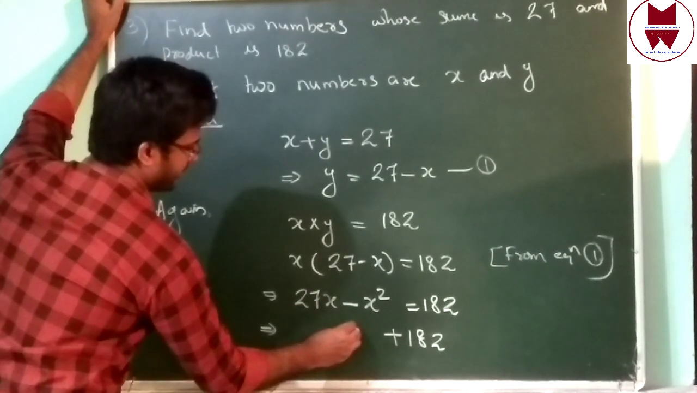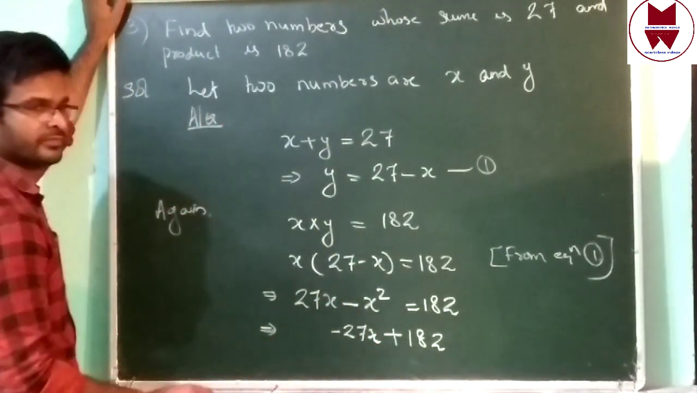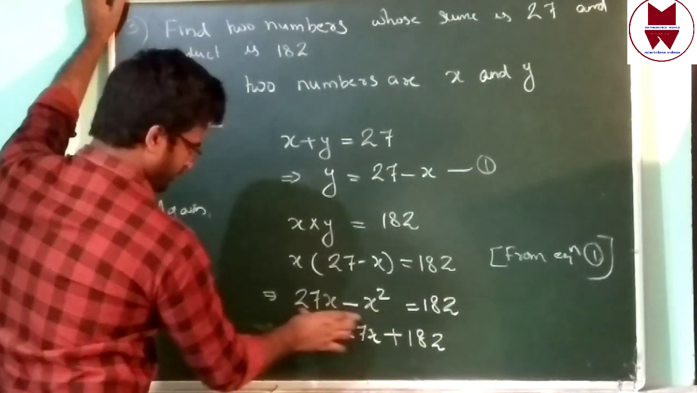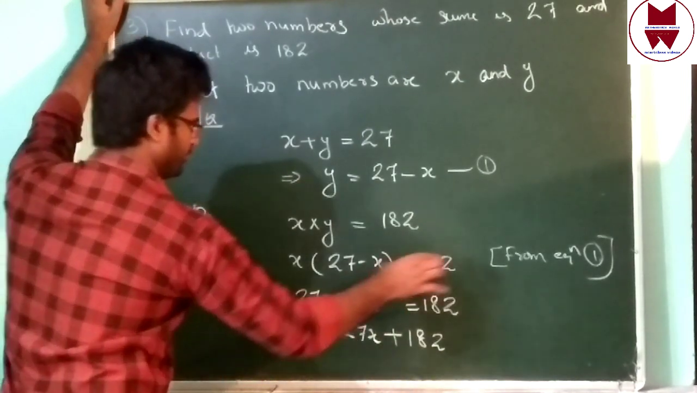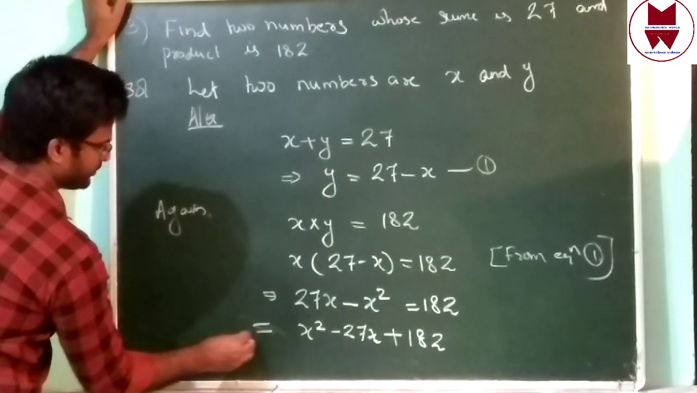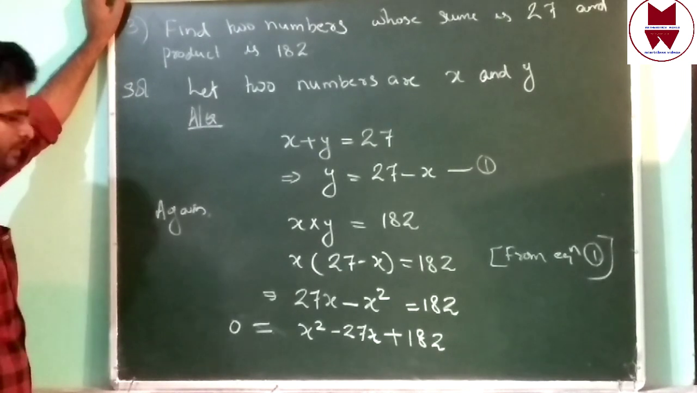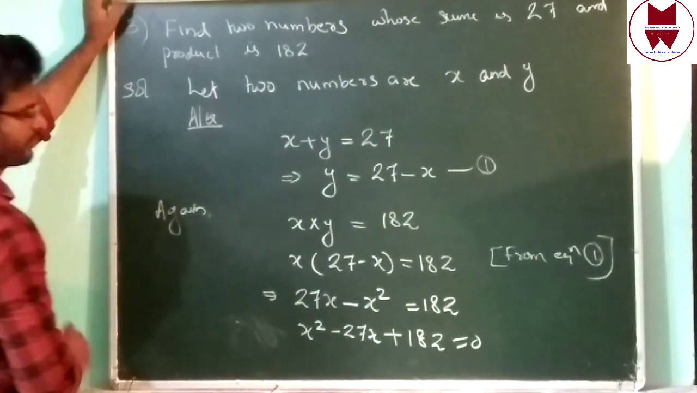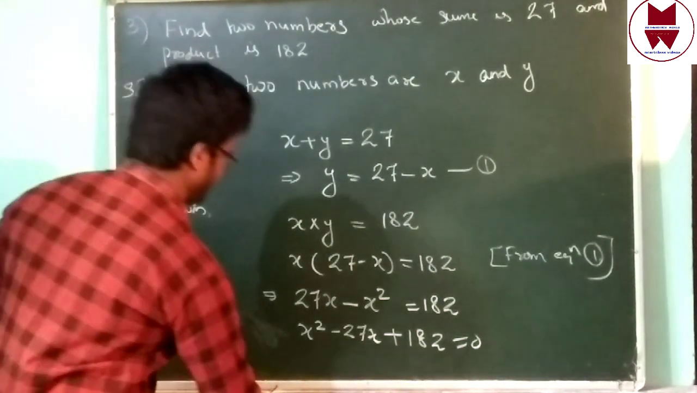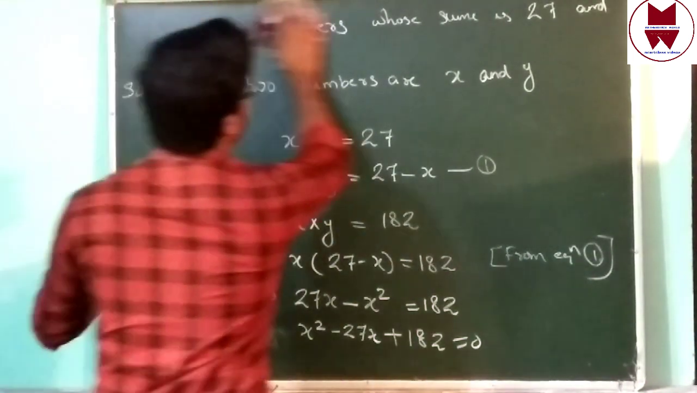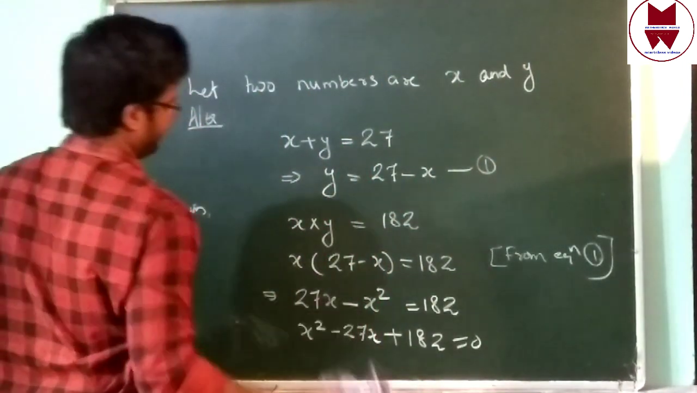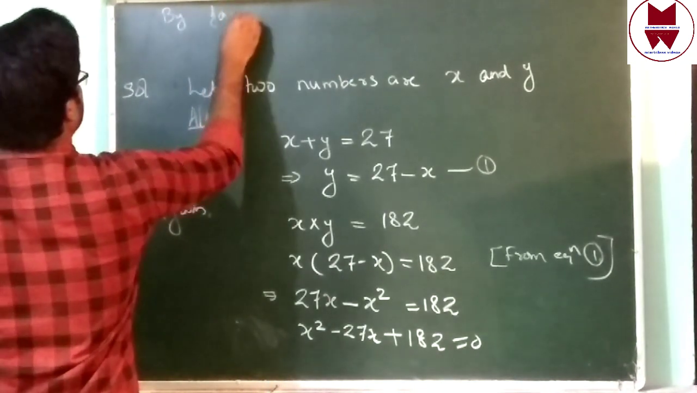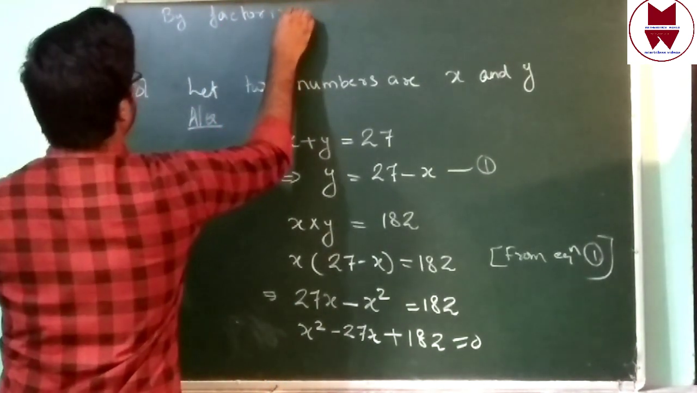27x becomes minus 27x. Minus x square becomes plus x square. All the terms from the left side I brought to the right side. Then equal to 0. Left side 0, isn't it? This left side 0, just write on the right side. Anywhere you can write. Now we got a quadratic equation. We can solve that quadratic equation by factorization method.